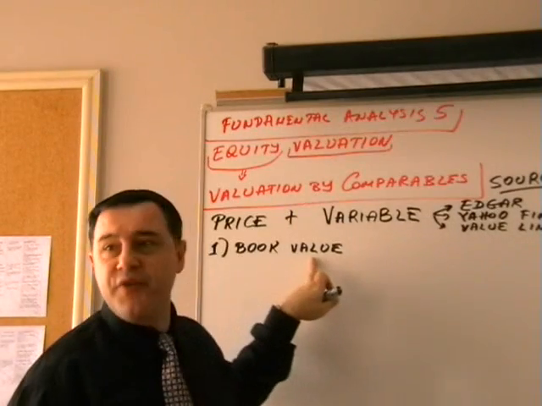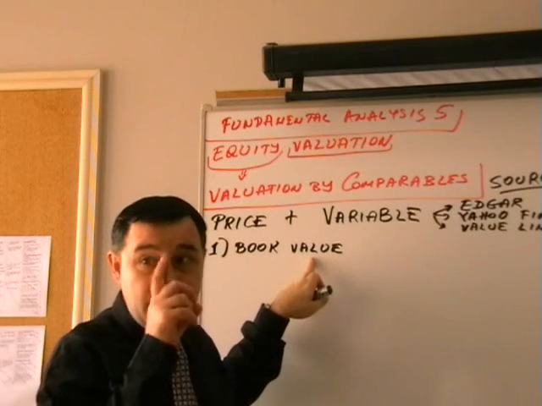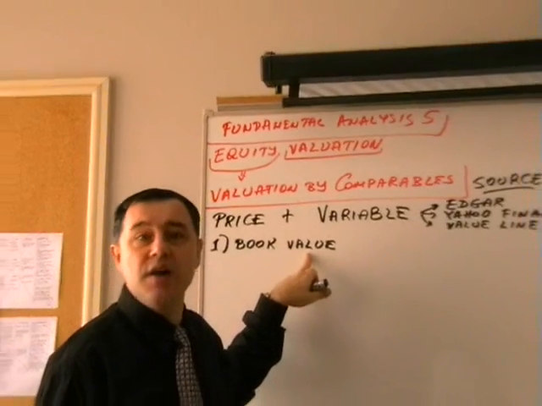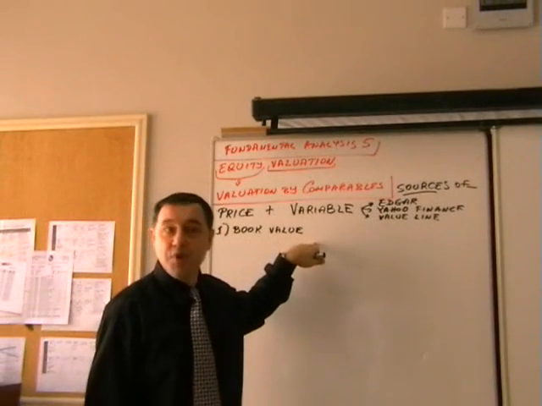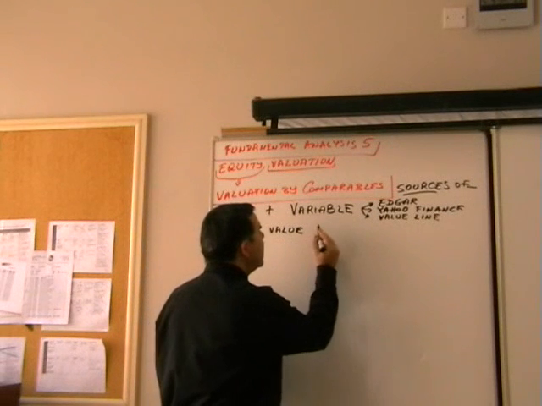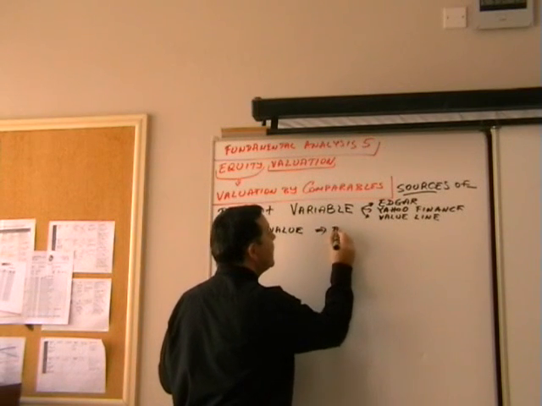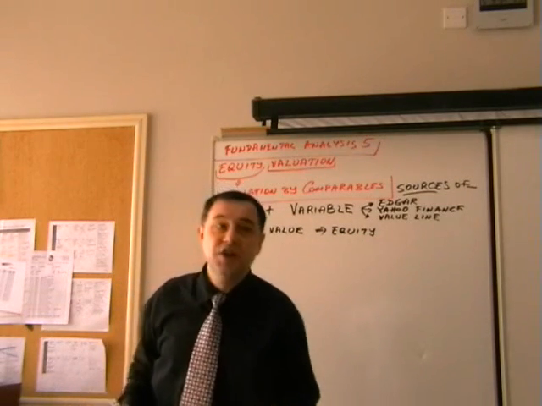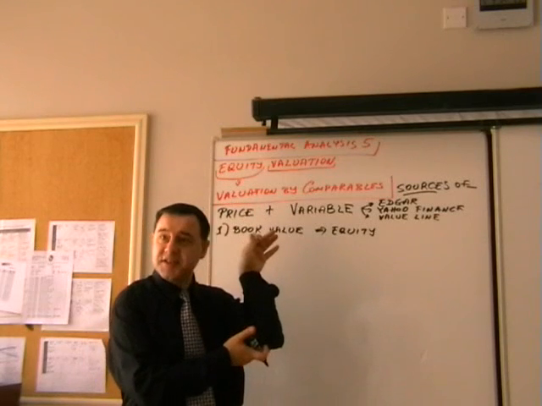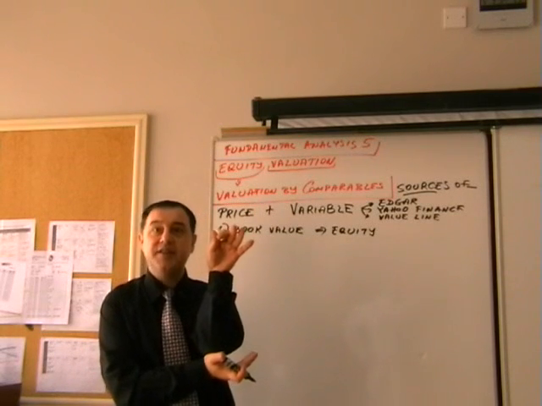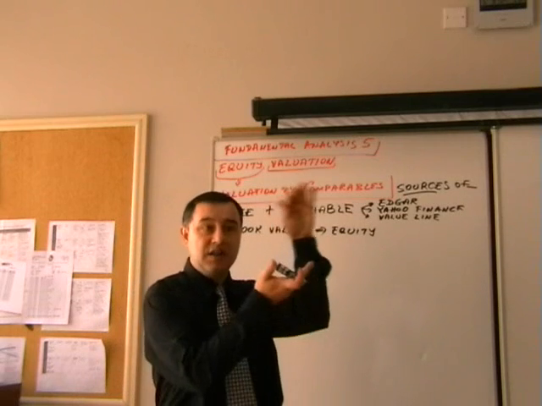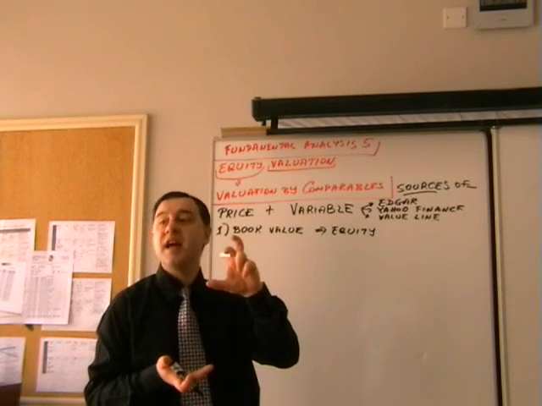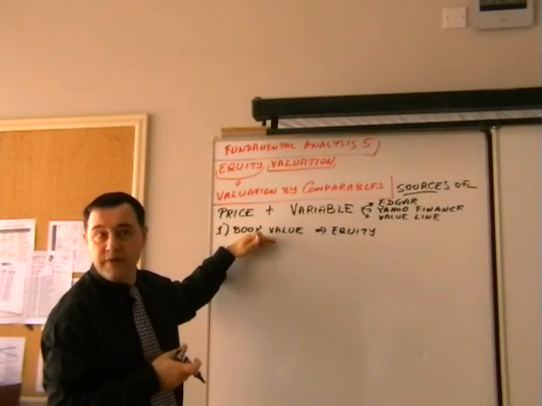Let's see what else. One such key variable is book value. What is book value? This is the accounting value of the company. When we say book value, this is the accounting value of equity in the company. So, you have a balance sheet, you have an asset side, and you have a liability side. The right-hand side will have liabilities and equity. The value of equity we call book value.